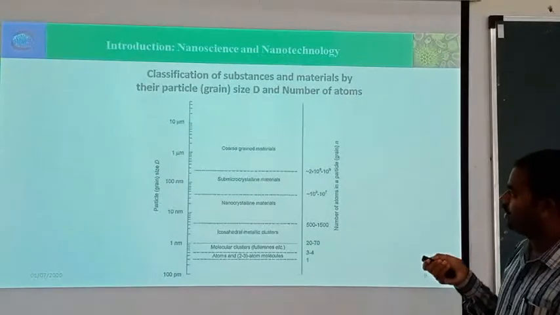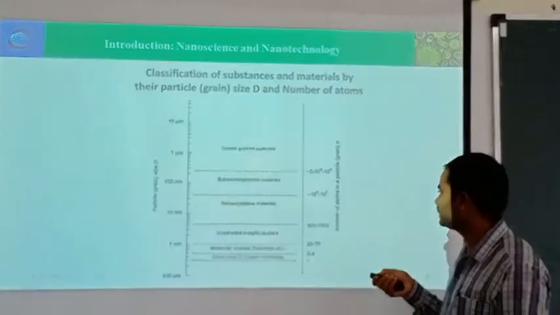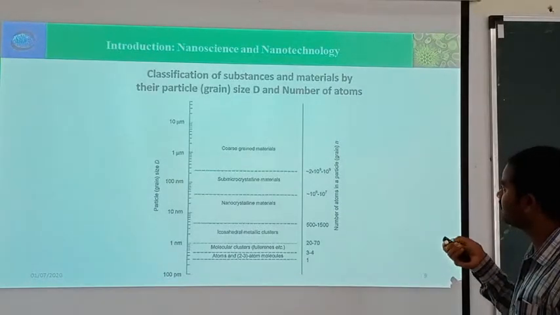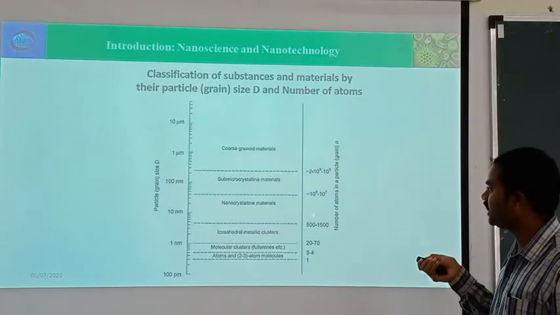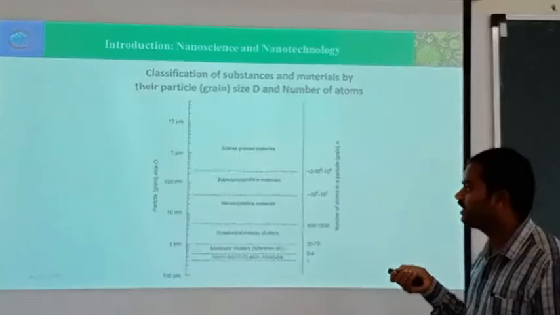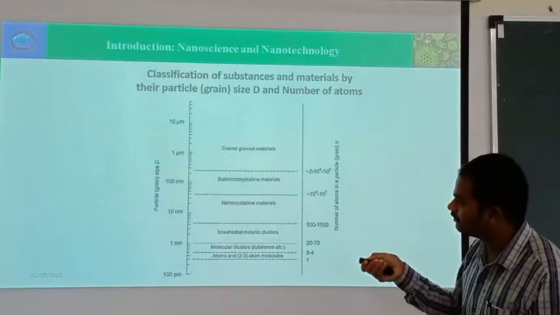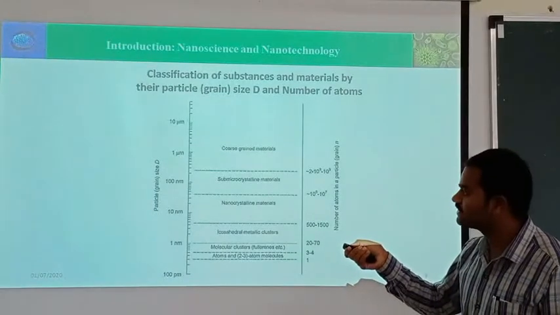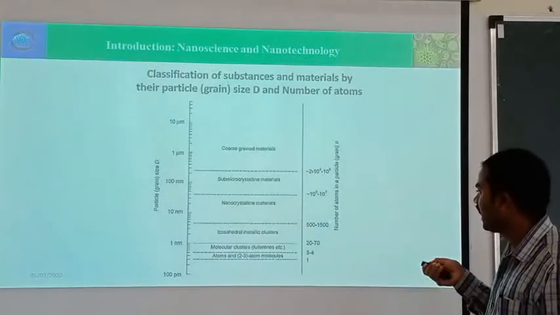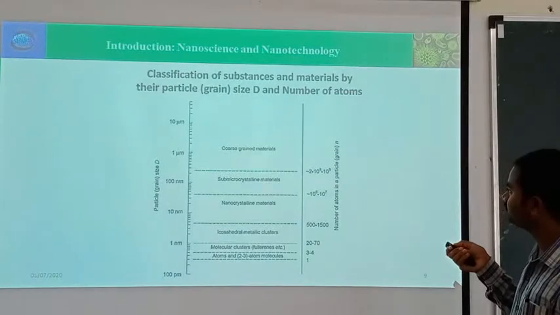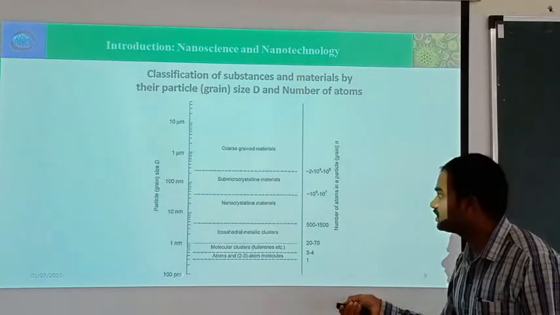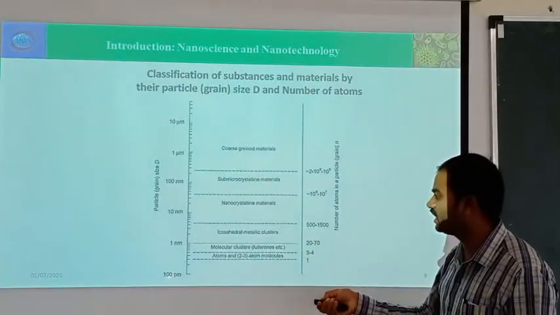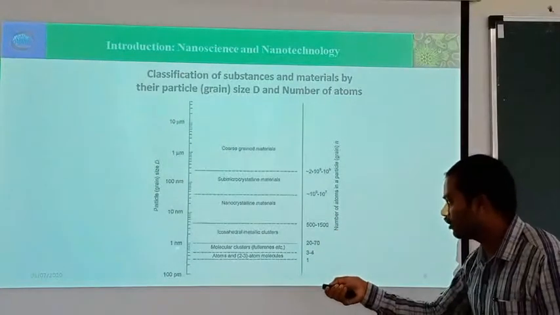Now when you consider the particle size and the number of atoms in that particle, how many atoms are involved to form that particular grain? So D is the particle or grain size, and here is the number of atoms in a particle or any grain, how many of these are present. Starting from here, 10 micrometer to 100 picometer, here is the nanometric scale.